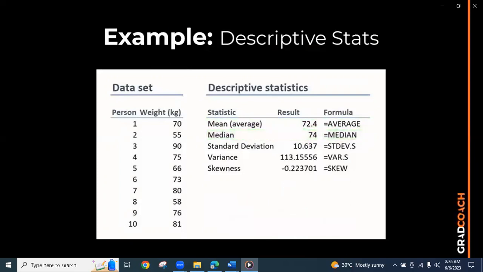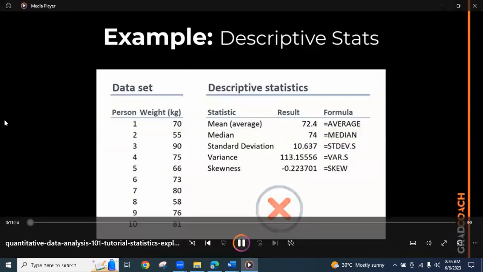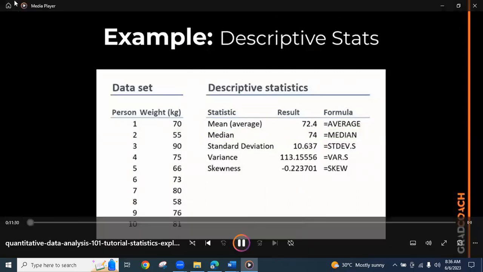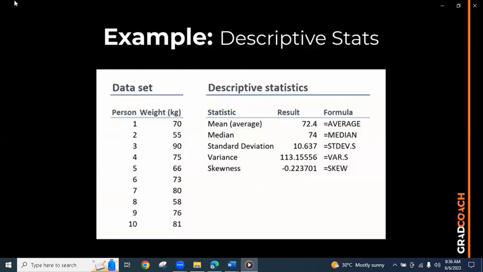Moving on to the mode. Well, there is no mode in this data set. This is because each number presents itself only once, and so there cannot be a most common number. If, hypothetically, there were two people who were both 65 kilograms, then the mode would be 65.